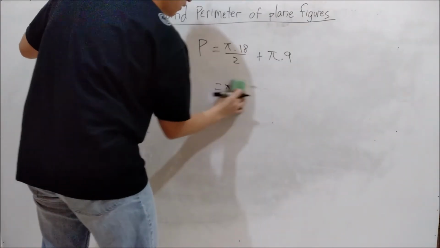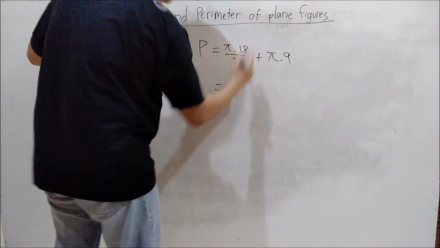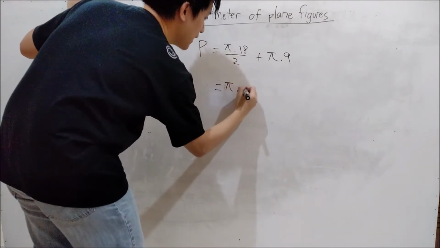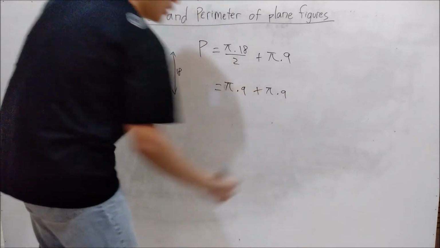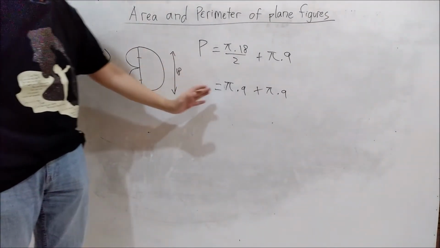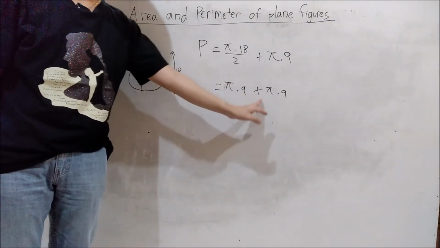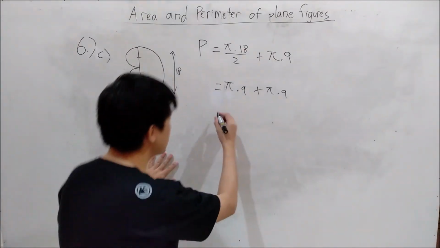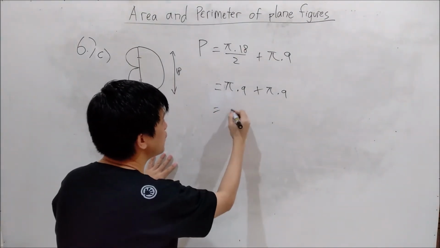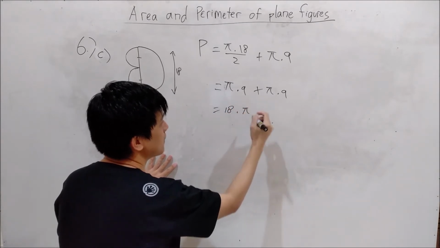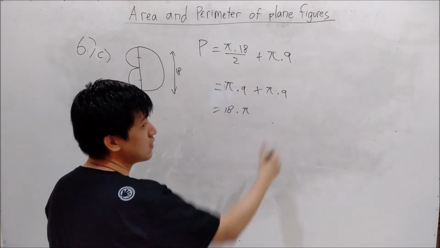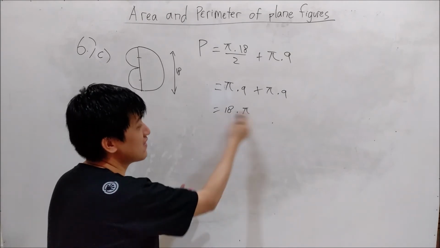I'm sorry, it might not be clear for you. Let me write it again. Pi times 9 plus pi times 9. You can, of course, count it manually, 3.14 times 9 plus 3.14 times 9. However, there is another approach. You can just do 18 times pi, because it's 9 pi plus 9 pi. Going with algebra, it will be 18 pi.